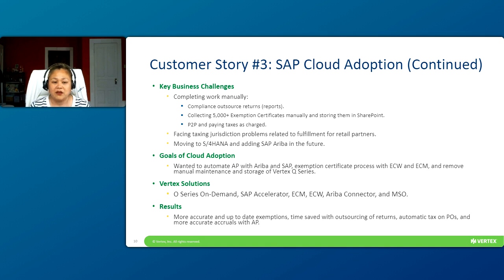So again, going to that full cloud migration, automating AP with Ariba, there were a lot of additional tools that were able to be added with SAP Accelerator, being able to basically automate that process of gathering certificates from their customers through our exemption certificate wizard, and then be able to refresh and pull audit reports out with our exemption certificate manager. And again, removing the manual maintenance and storage that's currently with our on-premise application.